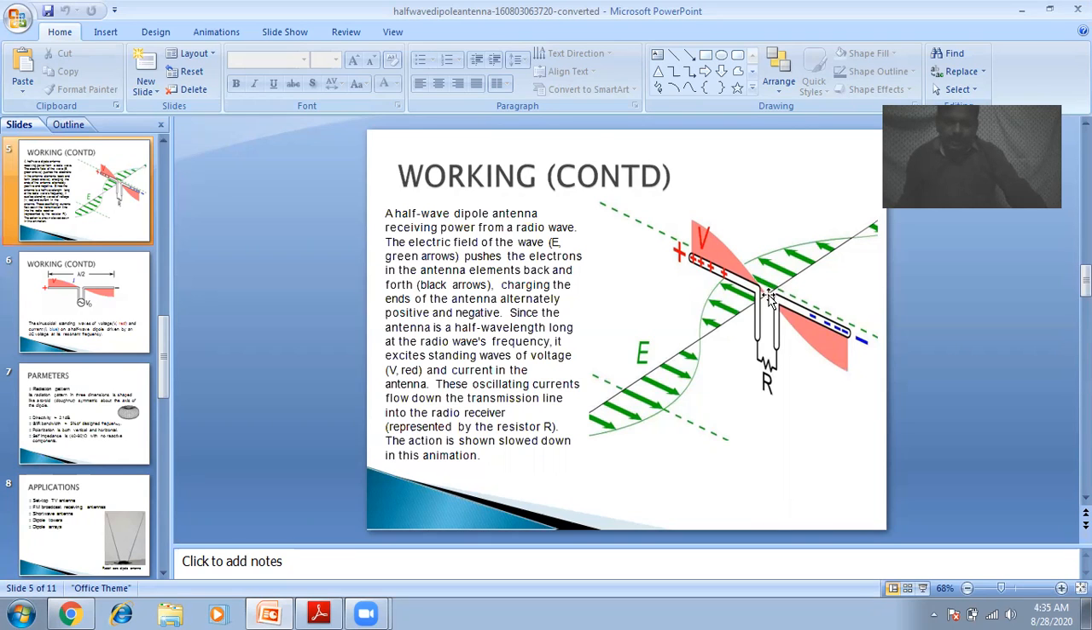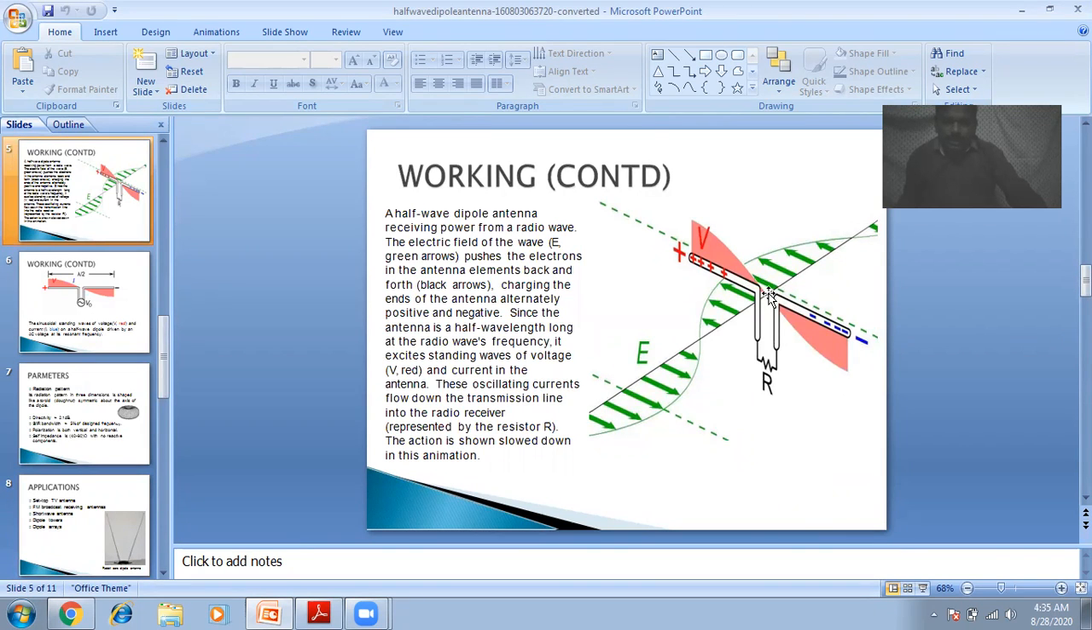So therefore, at the center we find minimum impedance. Since there is minimum impedance at the center, we are feeding the antenna at the center. We are feeding the antenna with the help of a cable at the center. Therefore, it is called a center-fed antenna.